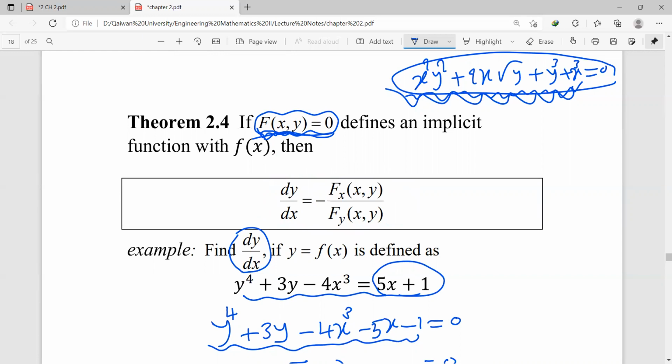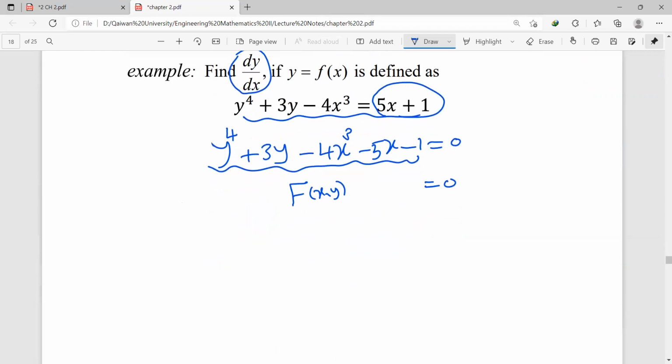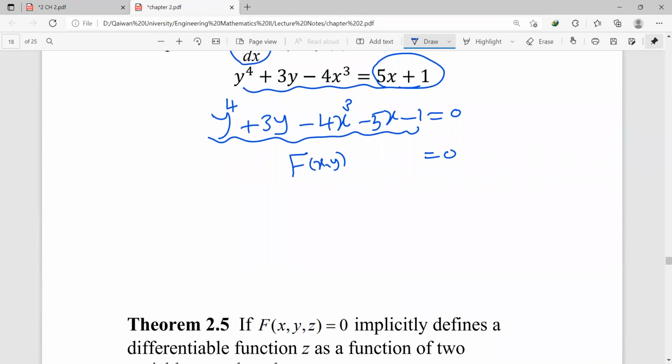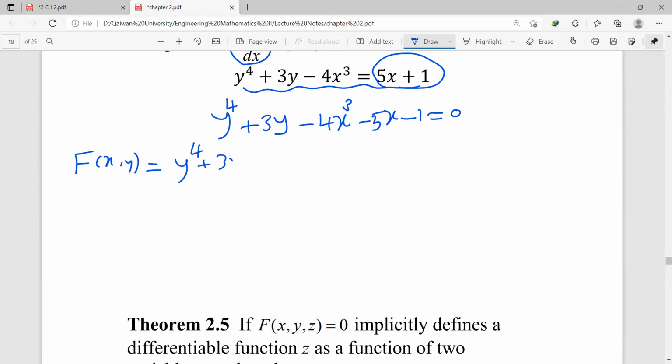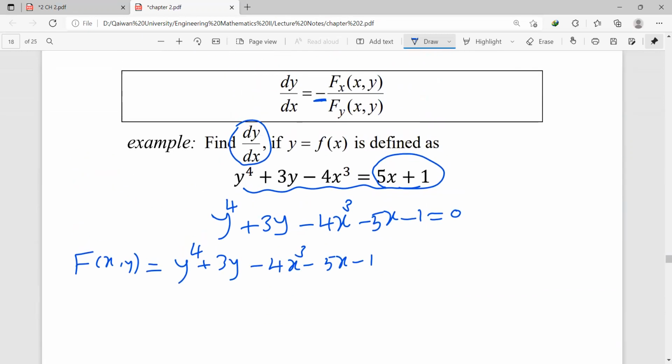That means we are going to find the derivative of capital F with respect to x, and also the derivative of capital F with respect to y. Then we divide f sub x by f sub y, and we give a negative sign. That's all. Let's find it. Capital F of x, y equals y to the power 4 plus 3y minus 4x cubed minus 5x minus 1. What we do is find only these two partial derivatives.